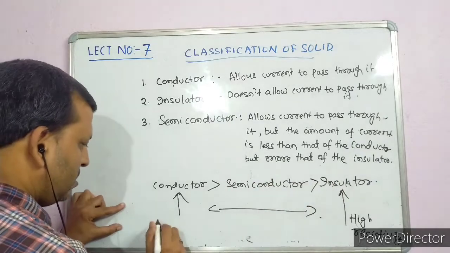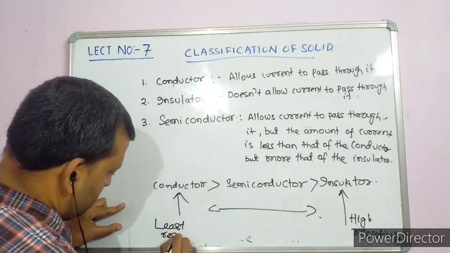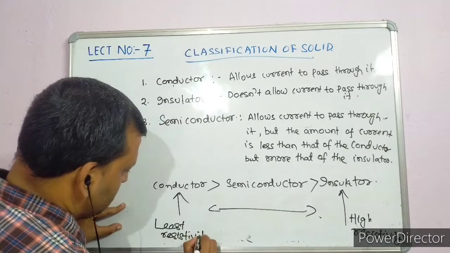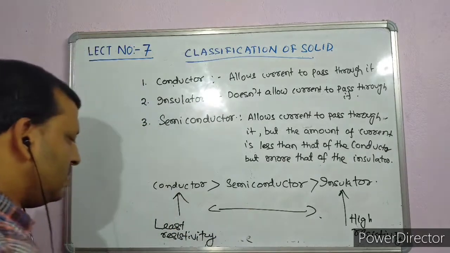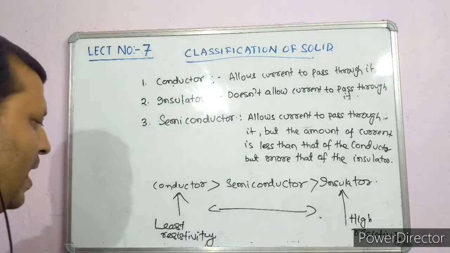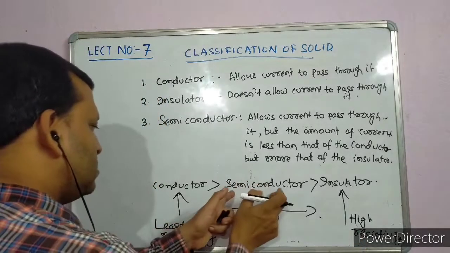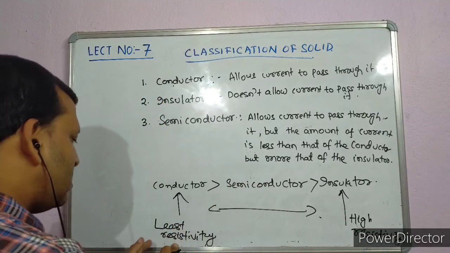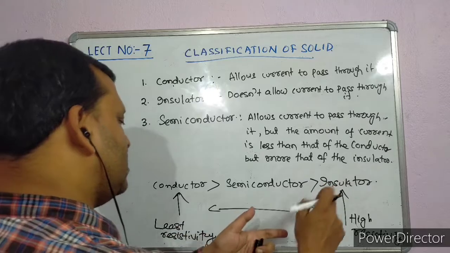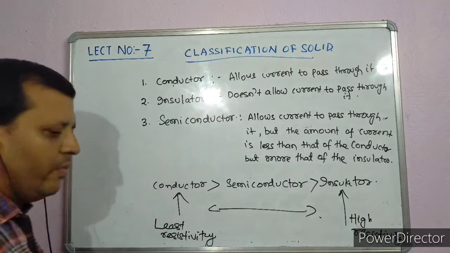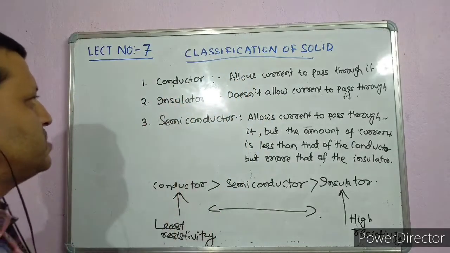A conductor has the least resistivity, because the resistivity is least, the current will be of highest order. And for a semiconductor, the resistivity will lie in between the least resistivity and the high resistivity. That means the semiconductor has a resistivity higher than that of the conductor, but lesser than that of the insulator.